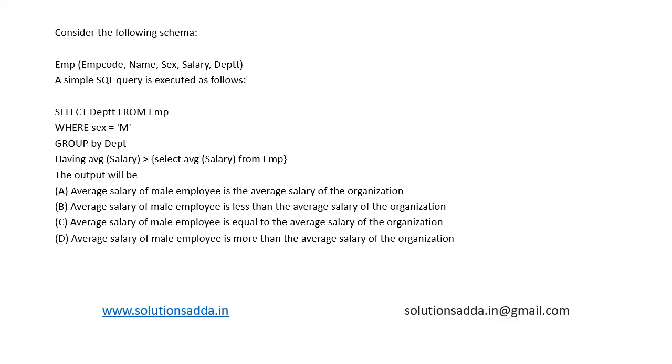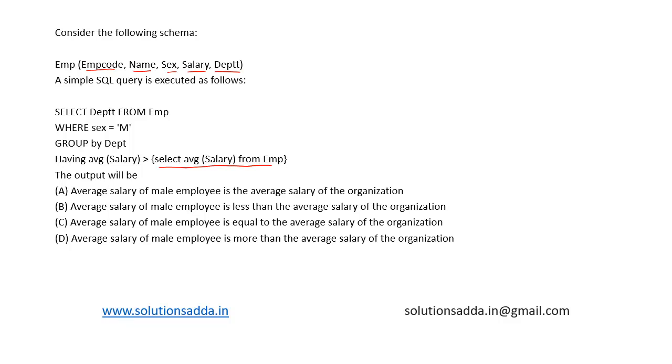This is a question from databases. Consider the following schema, EMP, where EMP code, name, sex, salary, and department are the attributes. The simple SQL query is executed: select department from employee where sex equal to M, group by department, having average of salary greater than (select average salary from EMP). What will be the output?